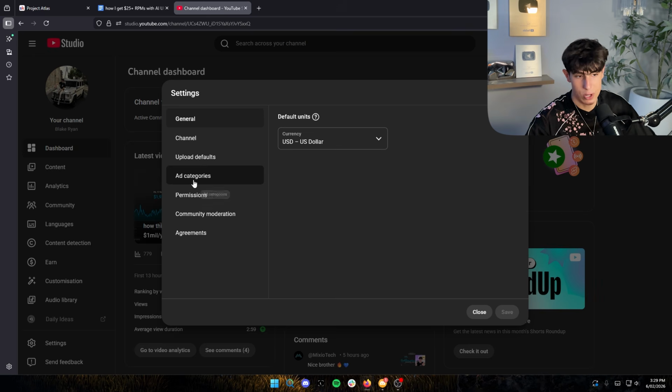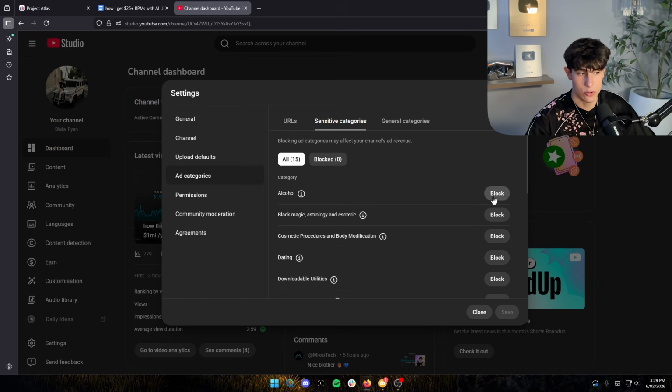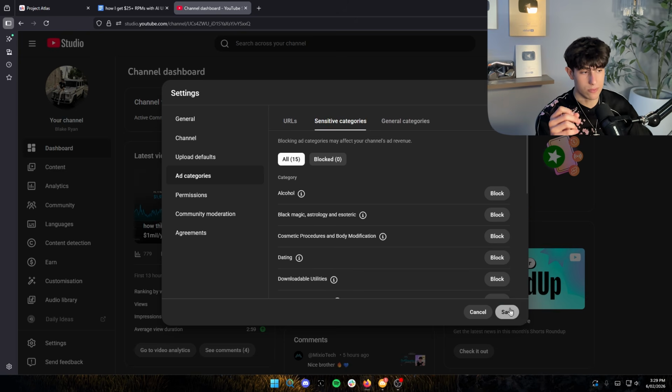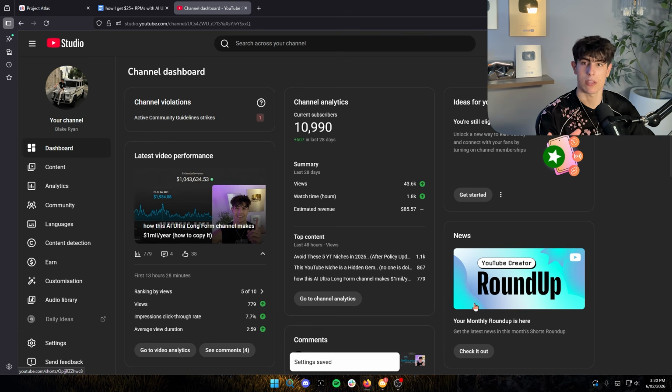If we head over to ad categories and then sensitive categories, whenever you initially get monetized, alcohol and gambling are always going to be blocked. Now, let's say, for example, your RPM was $10 before doing this. By simply pressing unblock on both of these and saving, your RPM can quite literally probably go about 30 to 50% higher from just doing this little trick.